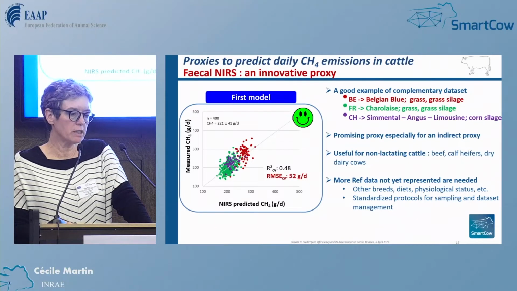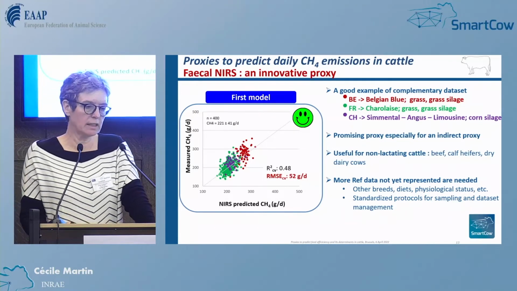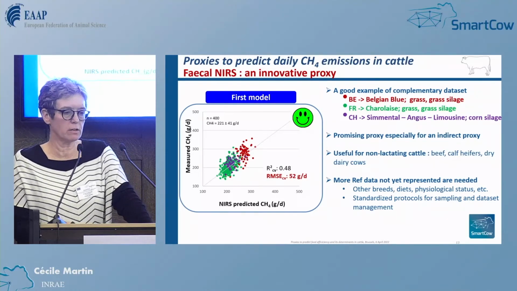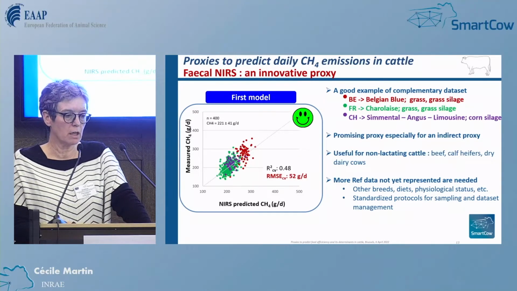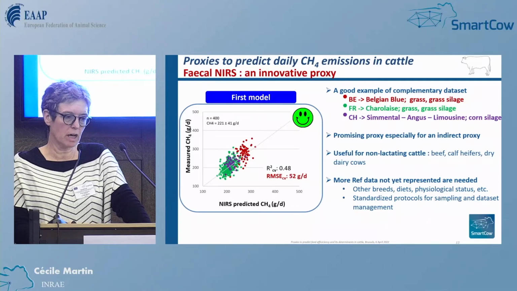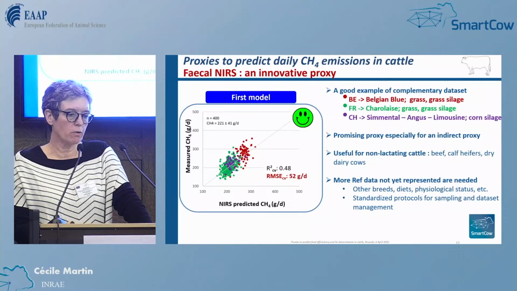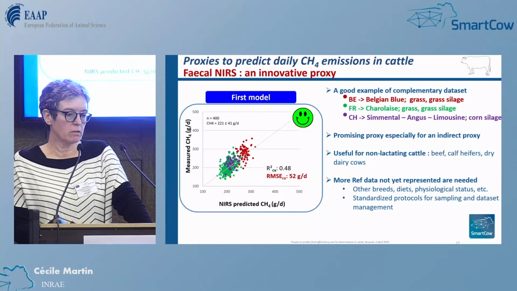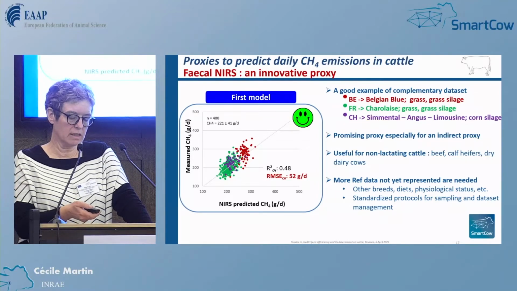But this proxy is useful for non-lactating cattle, so beef, but also calves, heifers and dry dairy cows, because they don't produce milk and it's difficult to have milk infrared spectra from these animals. Of course, more reference data not yet represented are needed, with other breeds, other diets and physiological status, and also with a standardized protocol for sampling and dataset management.